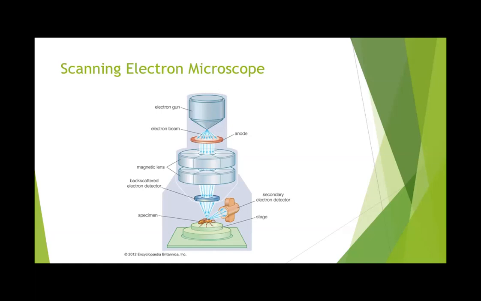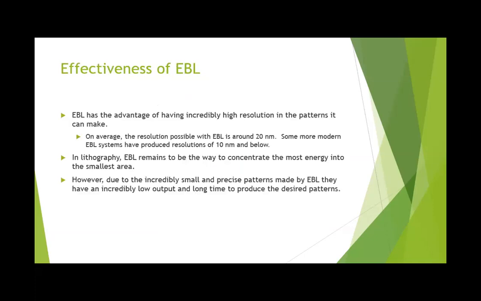You have, again, an electron gun or electron source up top, and then you kind of beam it down. You have magnetic lenses, again, to control the electrons. And then it's a very high energy beam. In this case, you get an image from the electron detector, but in EBL, obviously, you're getting the shape that you want.